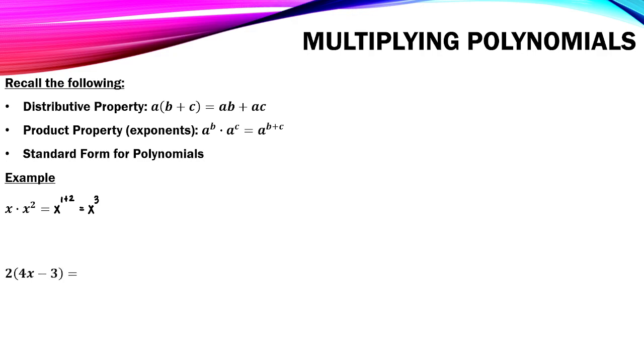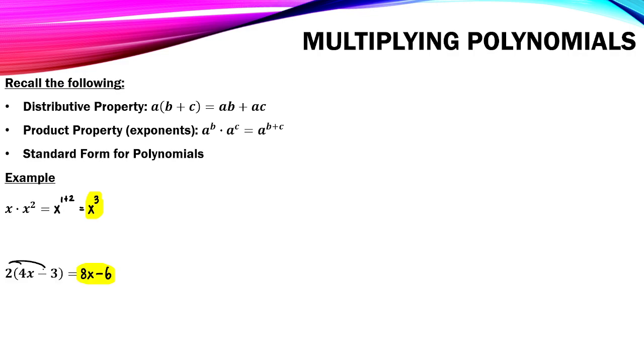So here's another one. The distributive property, we should also remember from chapter 1, right? I'm going to take that 2 and distribute it to the 4x and to the negative 3. So 2 times the 4x gives me 8x, and 2 times the negative 3 gives me negative 6, right? These are all really easy things that we should be remembering from before.